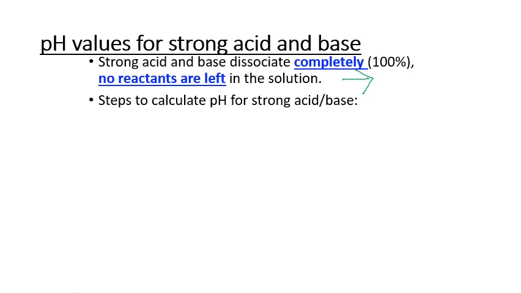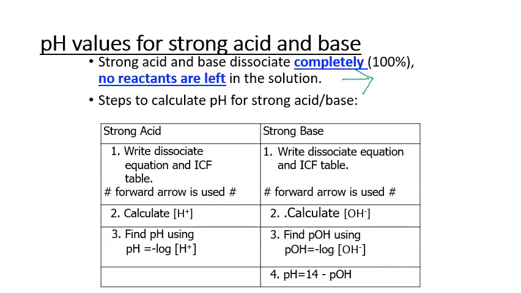Okay, following we're going to show you the steps to calculate the pH value for strong acid and strong base. I will also put it in a table so that you can see the difference. If we want to calculate the pH value, for strong acid we have 3 steps, but for strong base we are going to have 4 steps.